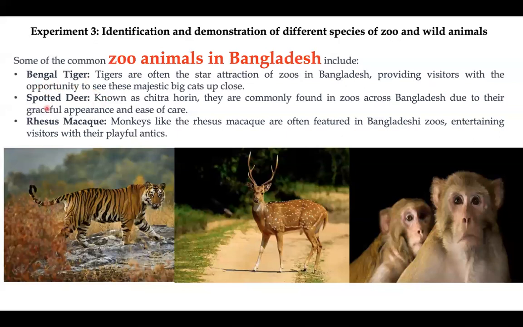So for Bangladesh, the zoo animals are Royal Bengal tiger, of course, spotted deer, rhesus macaque or monkeys. Out of these three, I think mostly if you visit Bangladesh Zoo, people like all these three very much, and you will see a lot of people gathering next to the cage or the habitat of these animals.